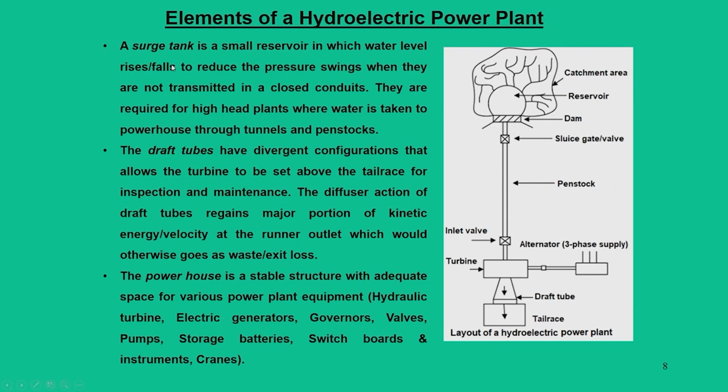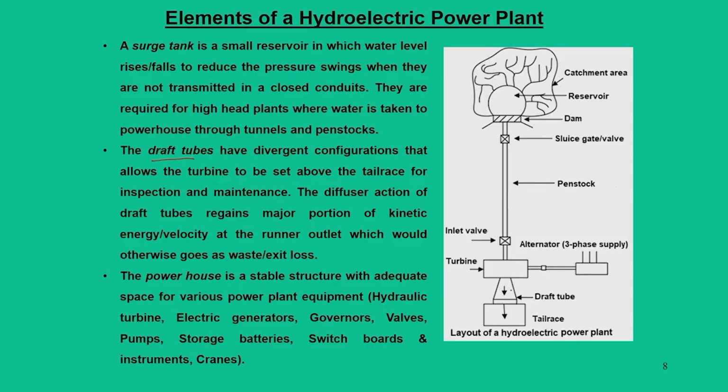Then we have other components like a surge tank. A surge tank is nothing but a small reservoir in which the water level rises or falls to reduce the pressure swings that are not absorbed in a closed conduit. That means when we have a penstock or closed conduit, we have a controlled pressure difference. Now let us assume that the water is passing through an open channel, or a lake. Sometimes the reservoir basin has very high water, so the quantity of water in the lake will also be high. A surge tank is required so that it does not allow excess water.